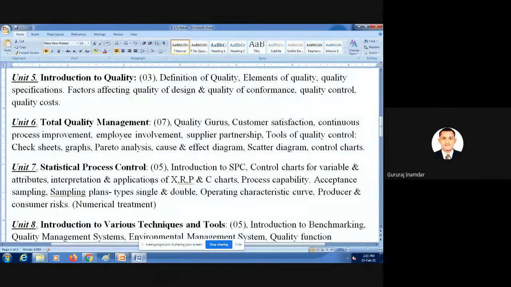Now suppose if you take the example of sampling, where sampling is required. In the quality department sampling is required, because if you consider your industry is, for example, a nut and bolt industry, is it possible to check each and every nut and bolt? This is very difficult. So for that purpose we have to use sampling.